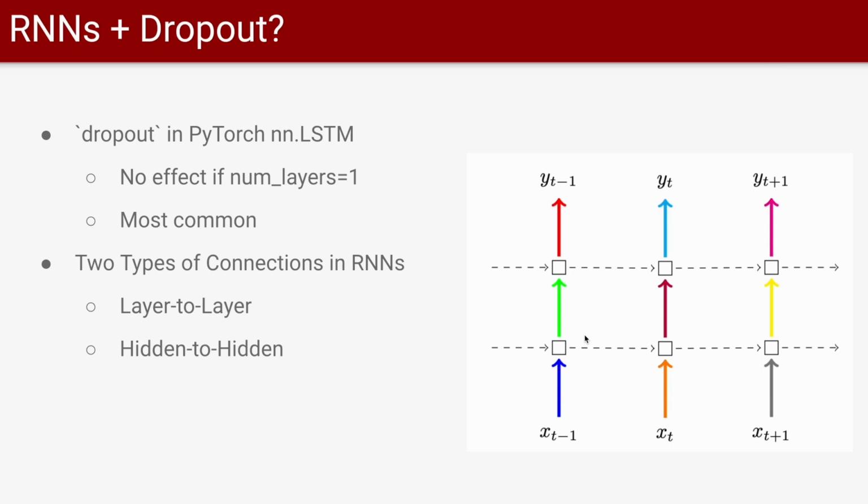The reason behind this is typically concluded in the literature: for the hidden-to-hidden connection, if you apply dropout here, you will mask different positions in different time steps, and this will lead to some kind of instability. So in this way, people typically only apply dropout to the layer connection, which means if we set the number of layers equal to 1, this dropout argument will have no effect at all.